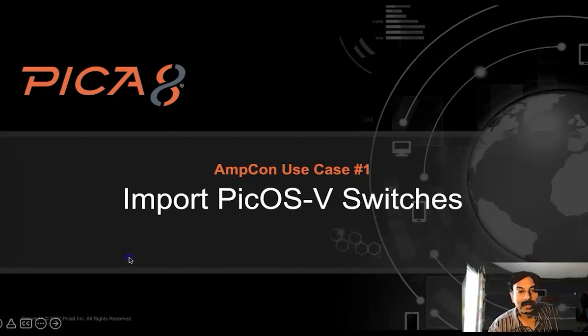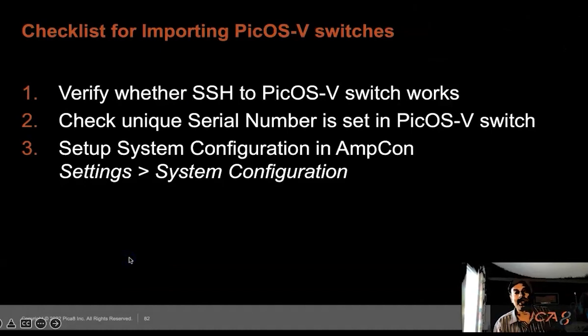So before you start, there is a checklist to go over. You need to be able to SSH into the PicOS-V switch, and you need to know the credentials, and the credentials need to be the same for all PicOS-V switches. The second part, a PicOS-V switch doesn't come with a unique serial number. So for each PicOS-V switch, you need to set a serial number. These two are explained in the PicOS-V user's guide, so please follow that. And then we will go into AMCON and do the basic system configuration.